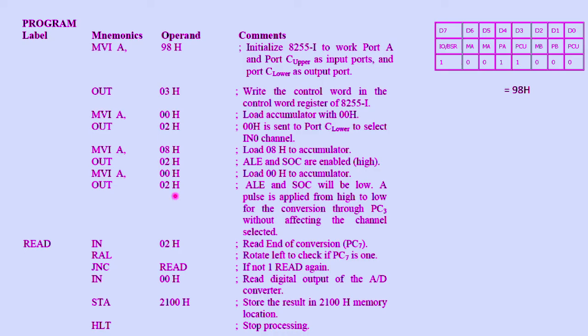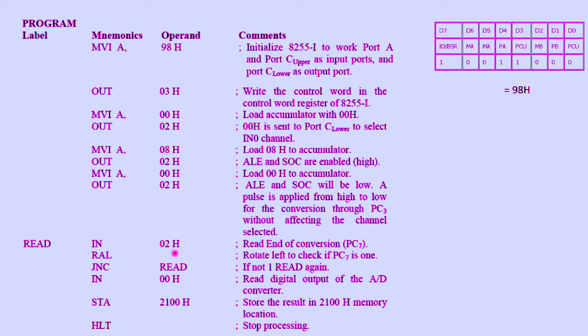Because we already sent the command low to high, and now once again we have to bring the ALE signal low, so a pulse is applied from high to low. Now we have to read the end of conversion. The end of conversion is connected across PC7.